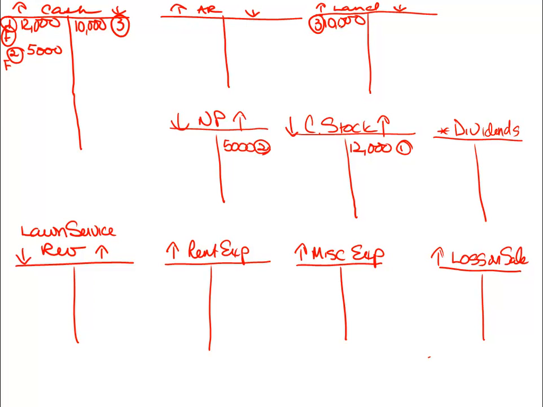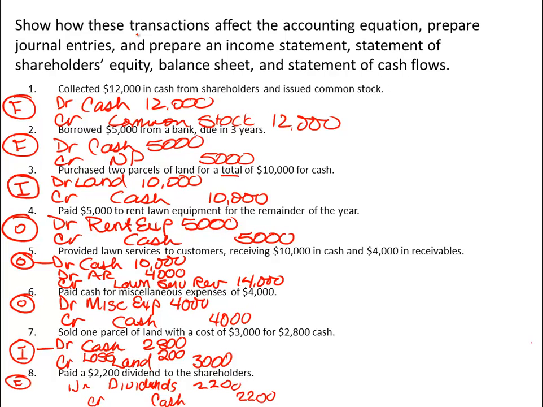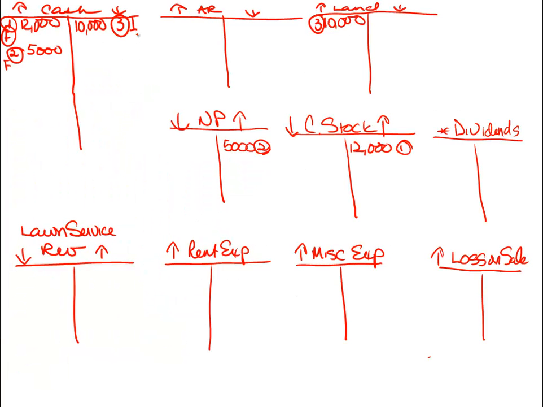So I can see that those debits go with those credits. Since land is a non-current asset, it's an investing activity. Number 4 is debit to rent expense, credit to cash, $5,000. So I'm going to debit rent expense for $5,000 and credit cash, $5,000 for number 4. Since rent expense is an operating activity, we'll put an O by it so we know that.